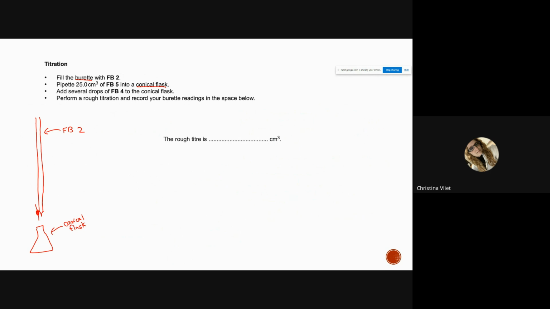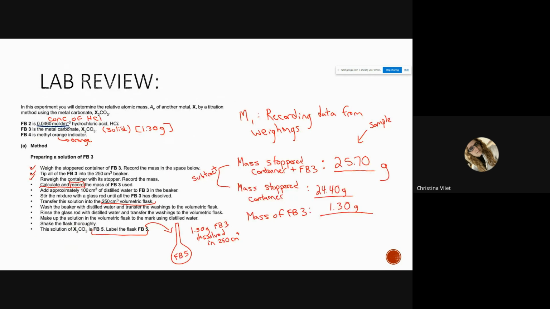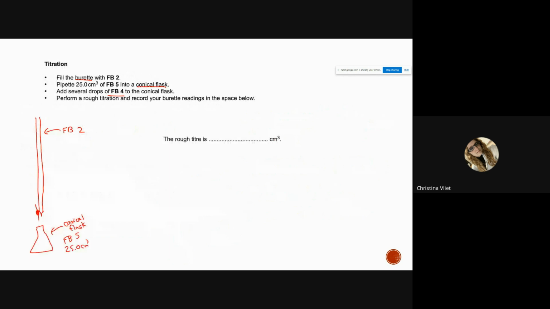What do they say? FB5. 25 centimeters cubed. There's also something else in there, hopefully. FB4. What's FB4? That's your indicator. And what happens if you forget the indicator? It doesn't change color. The color will never change. You start with a colorless solution. You end with a colorless solution.